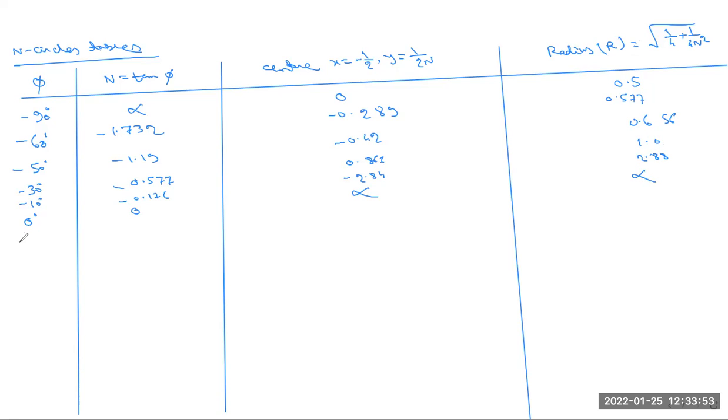Then you have to put the positive angle, plus 10 degree. The value is coming 0.176. The value also changes. The center 2.84, and the radius is also coming 2.88. Then plus 30 degree, that is also 0.577. You have to explain this. These are basically the same thing. One is positive, another one is negative.